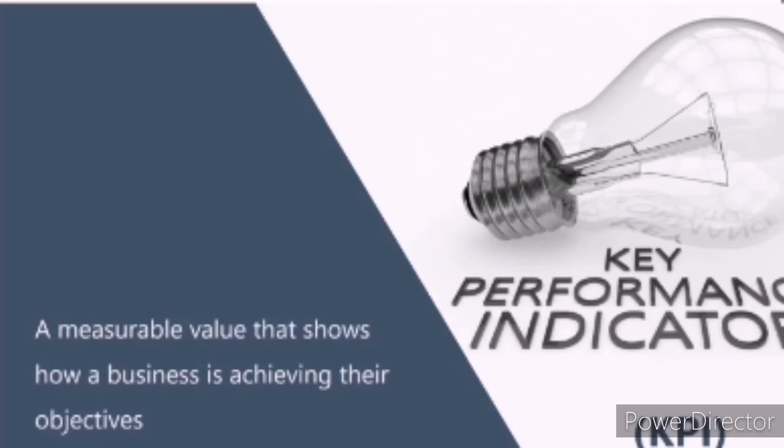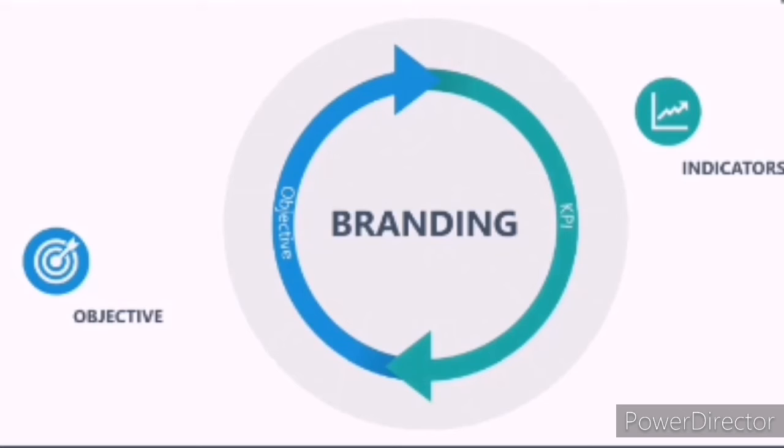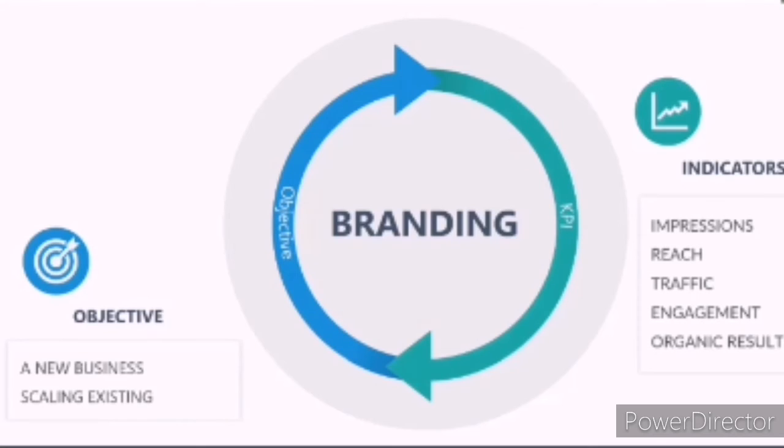So let's go through a few examples with some common objectives, starting with branding, either a new business that's starting, that wants to build up a brand, or scaling an existing brand. Indicators of this objective would be impressions, so the number of times someone viewed an ad, reach, the number of people you've targeted or reached. Traffic is the visits on your site. Engagement would differ depending on where it is. If it's social, it would be, let's say, likes or comments or shares. If it's newsletters or emails, it would be open rates and link clicks. So it does depend. And then organic results.